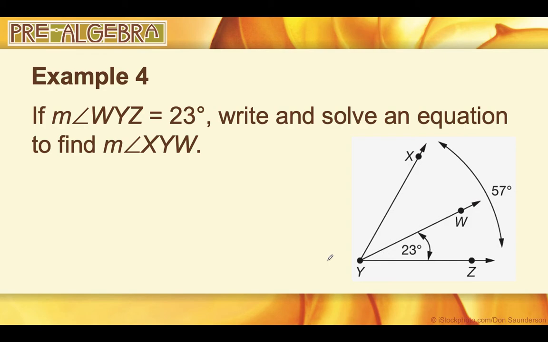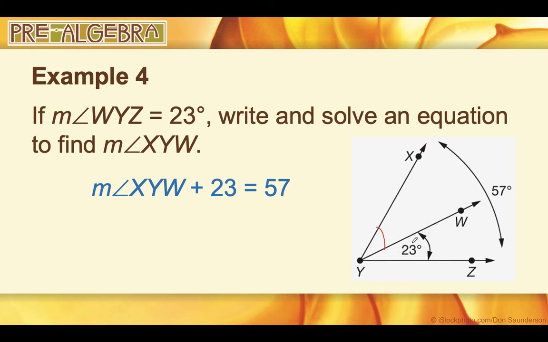If the measurement of angle WYZ is 23 degrees, write and solve an equation to find the measurement of XYW. If you take a look over here at our example figure, we know that this angle right here is 23 degrees. We know that the whole measurement of angle XYZ is 57 degrees. How can we find this angle right here, angle XYW?